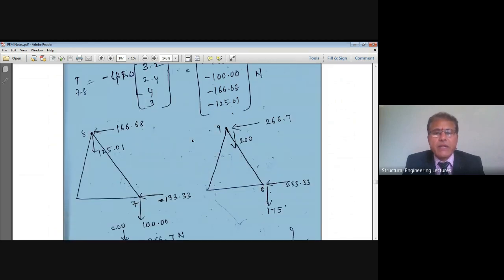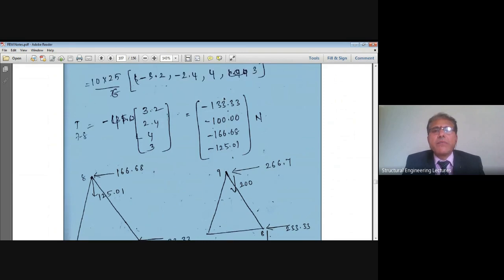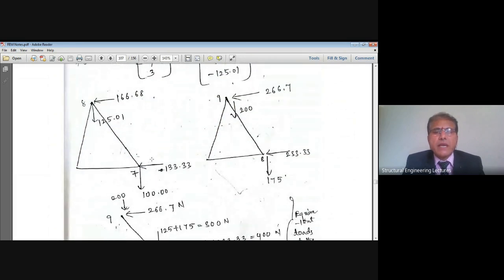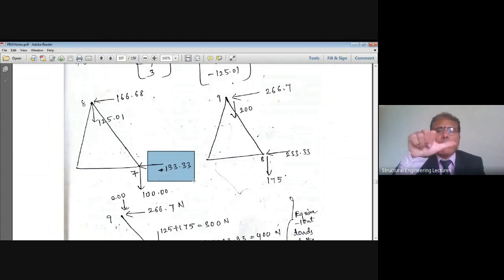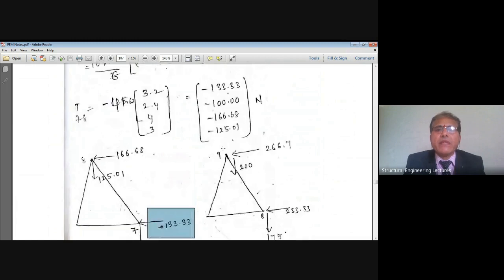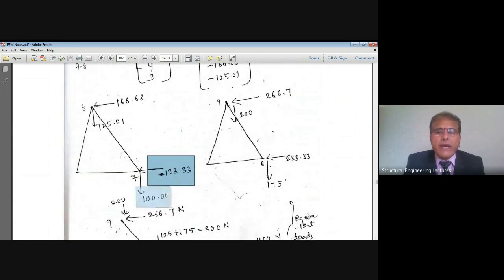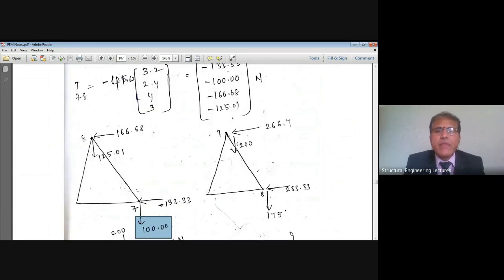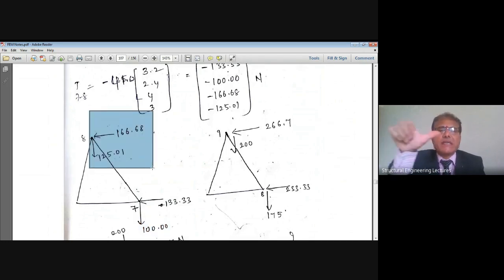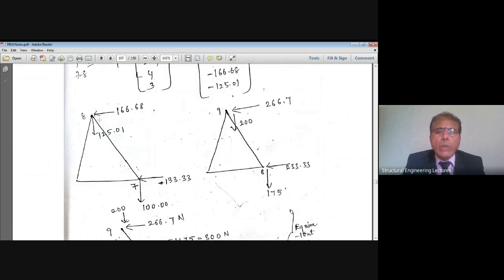All are minus, right? Please see that the same is shown here in the schematic direction: at the 7th node, minus 133.33 newtons acting in the negative direction. Similarly, this 100 is along the y direction, acting in the downward direction, and these two are also acting in the negative direction, minus 166.66 along the x direction and minus 125.01 newtons. These are the equivalent loads at the nodes because of the traction force. Students, I hope you are understanding.